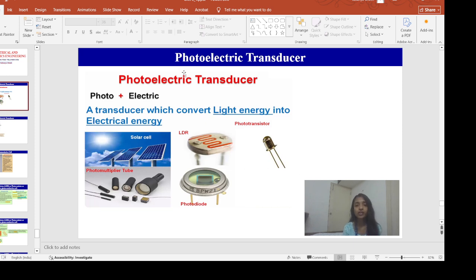So what is a photoelectric transducer? Photoelectric, it is composed of two words, photo plus electric. So a transducer which converts the light energy into the electrical energy, that is called the photoelectric transducer. So as I already said, what are the photoelectric transducers? We have solar cell, we have photomultiplier tube, we have LDR or light dependent resistor, we have phototransistor, we have photodiode.